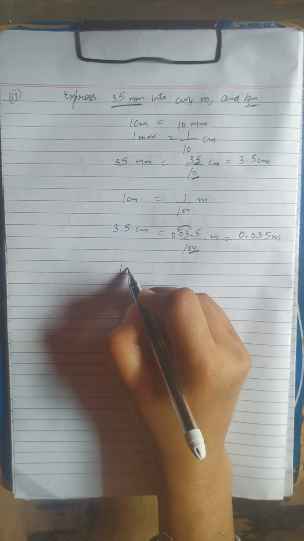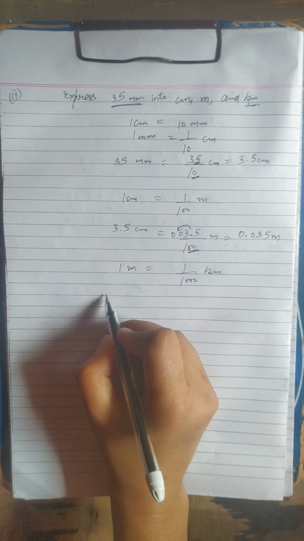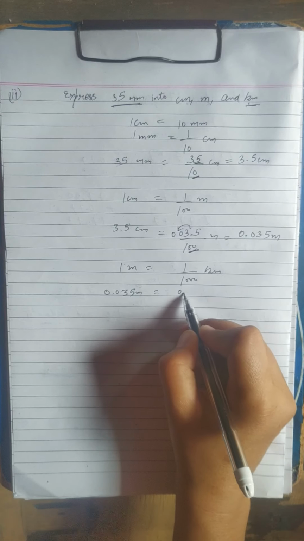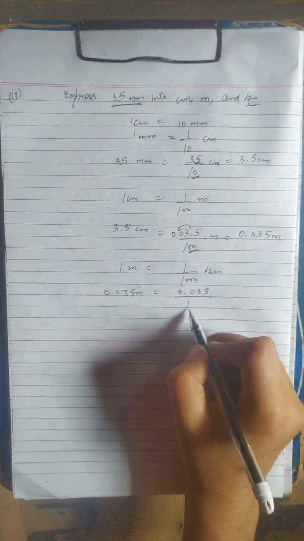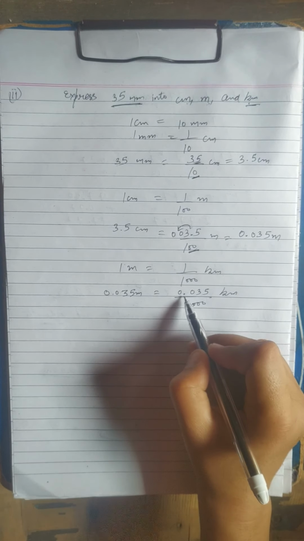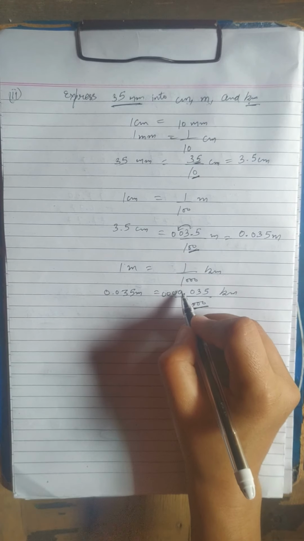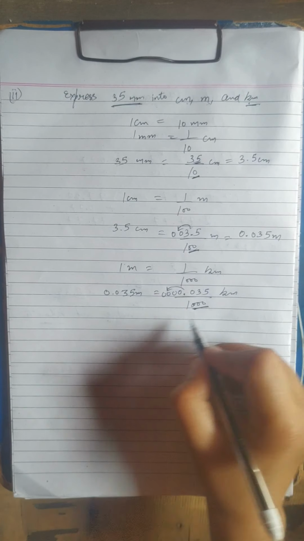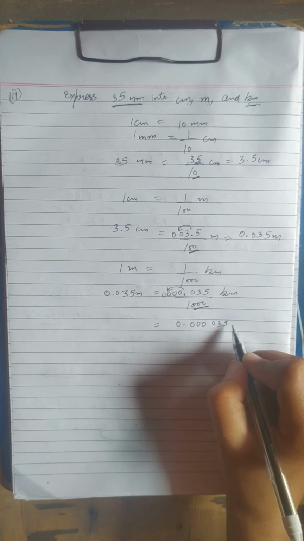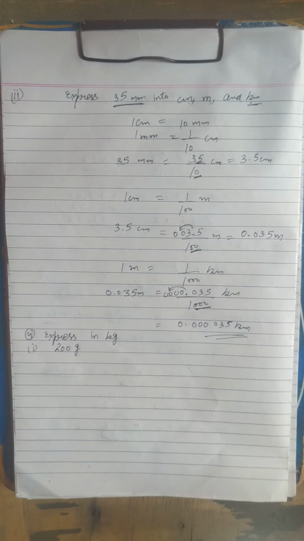Now in 1 meter how many kilometers are there? 1 by 1000. So 0.035 meter is equal to 0.035 by 1000 kilometer. Now how many decimal places do we have to shift the decimal? 3. So here we can write the zeros, and the decimal will be shifted here. This is equal to 0.000035 kilometer. So like this you can convert any number into kilometer.